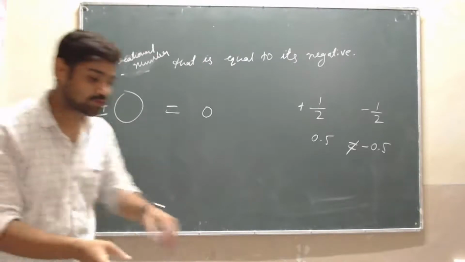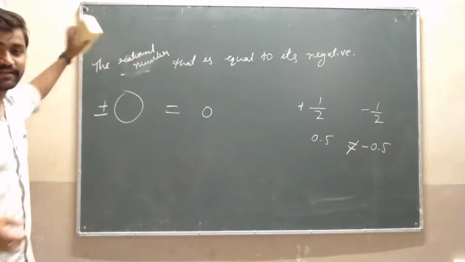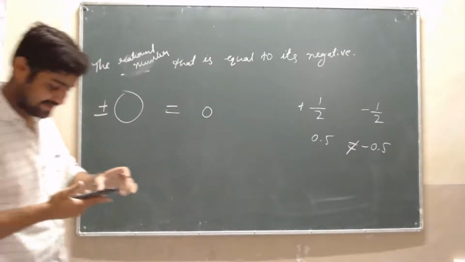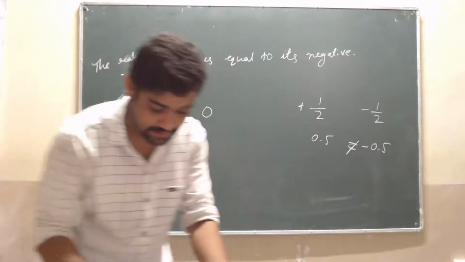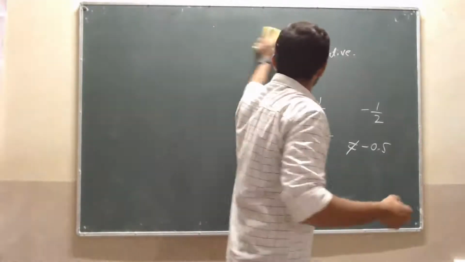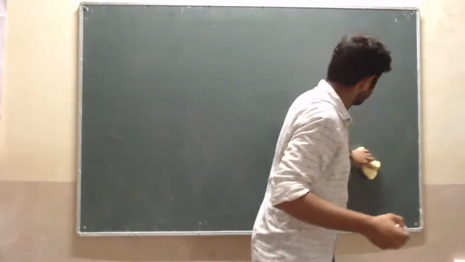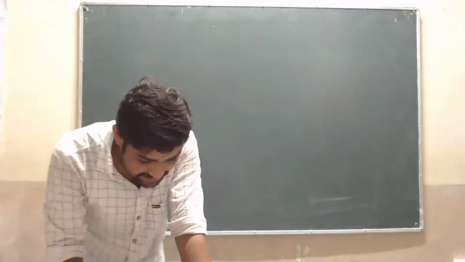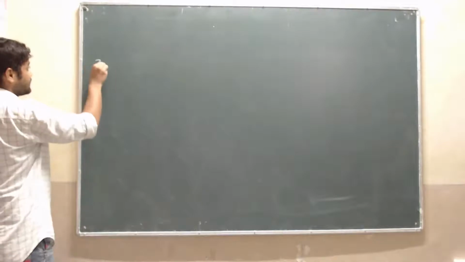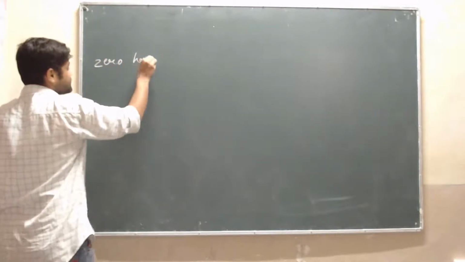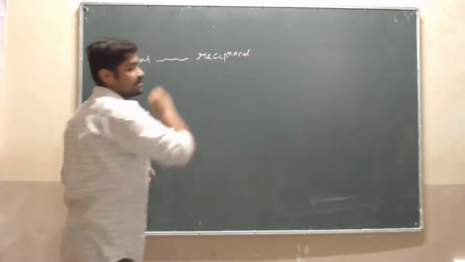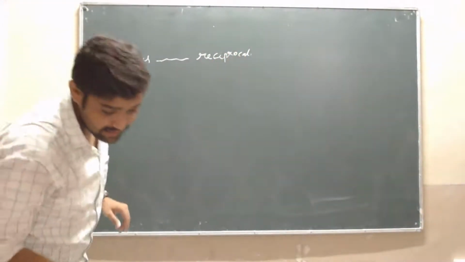Sure? Yes. Move to the next question. Fill in the blanks. The first is: 0 has dash reciprocal. I'll write it here. 0 has dash reciprocal. Try to give the answer.